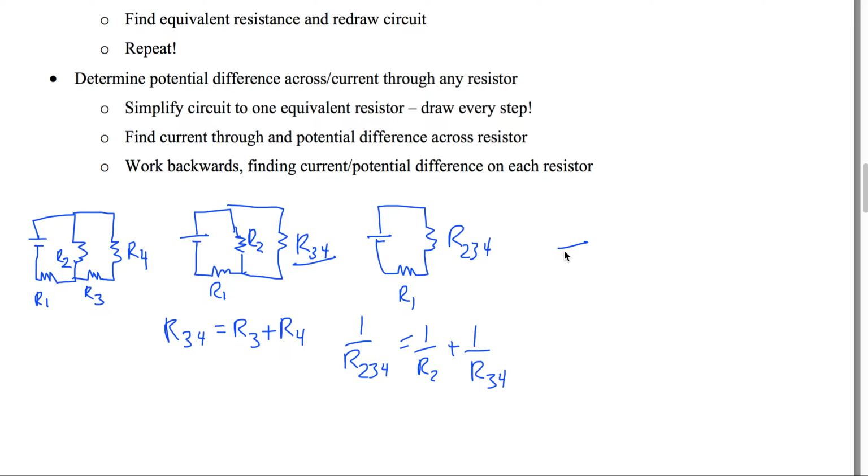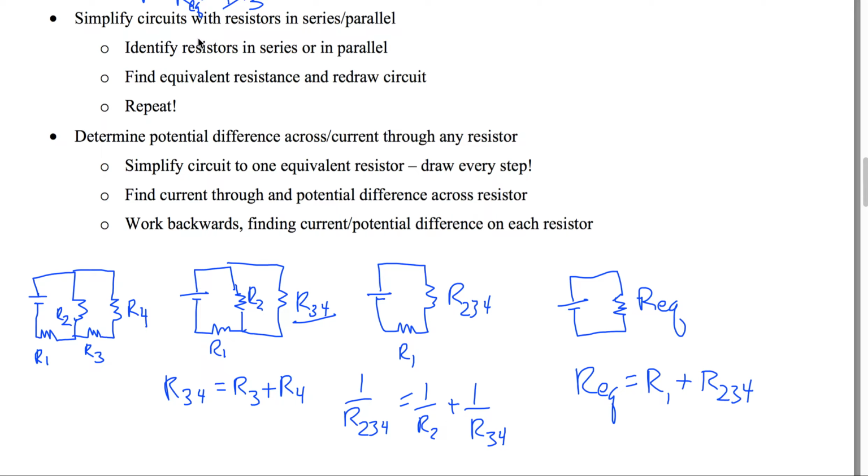And then you'd do the final step, which says these two are in series. So now you simplify this. This is the final equivalent resistance, and it's equal to the sum of these two since they were in series. So that's the first thing I have written up here: identify resistors in series, find the equivalent resistance, redraw the circuit, and keep repeating until you're down to one.